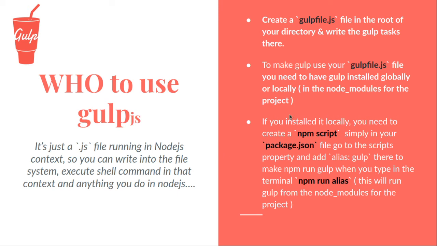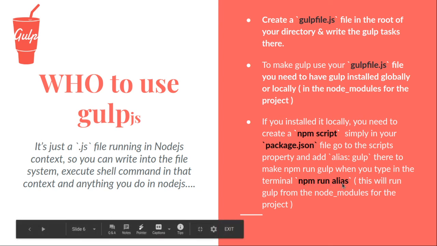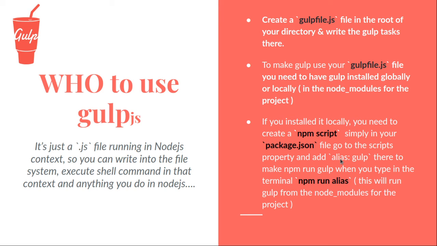Now if you install it locally, you need to create an npm script to run Gulp. If you don't know about npm scripts, you basically go to your package.json, and there is a scripts property. You can add, as you can see here, an alias, then a colon, then gulp. This tells npm, whenever you run npm run and the alias, which most people call dev or build, so npm run dev, npm run build, it will call Gulp, and Gulp by default will look for this file and execute it. So that's what we will do.